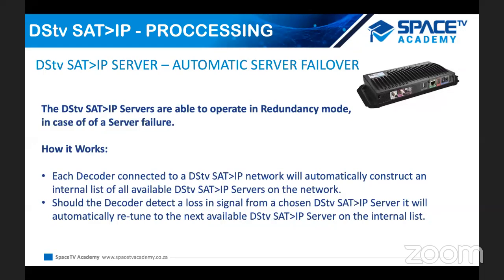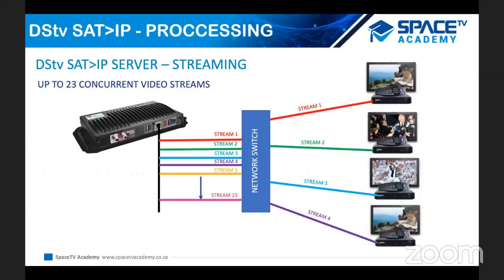And this is always a good practice. These servers are not expensive. When you're building a larger network specifically, it's always a good practice to consider having a redundancy server in the network. So that is typically what your streaming from the server would look like. You would have a Cat5e or Cat6 cable running from your server to a network switch. And in that cable, you will have up to 23 concurrent streams, depending on how many decoders are connected.